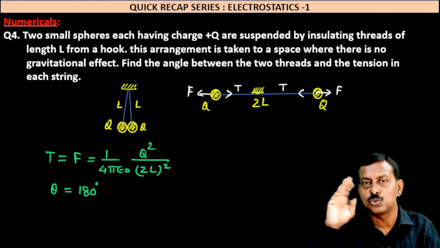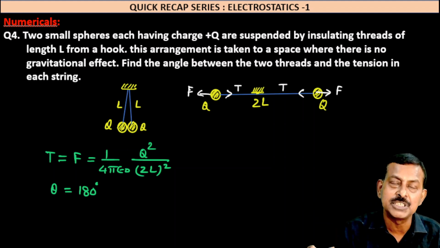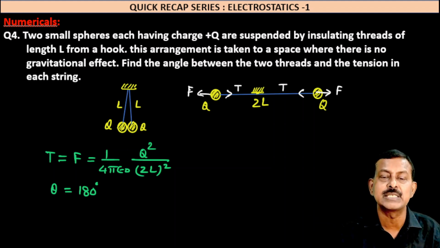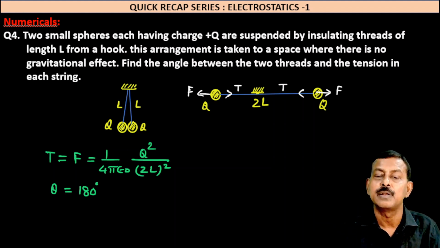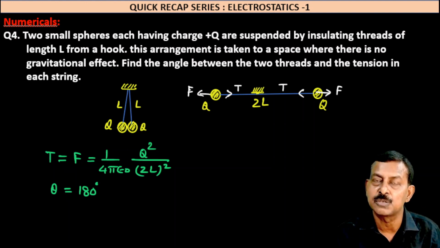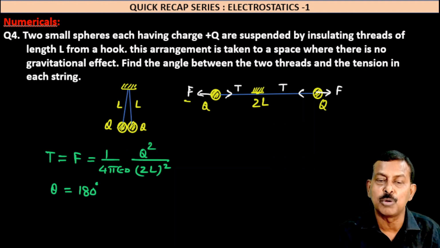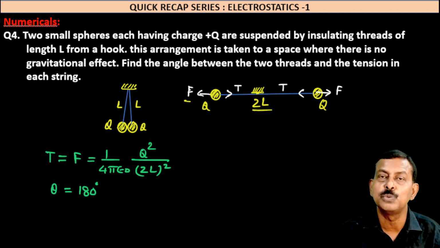We have taken it to a place where there is no gravity. So in this particular case, the force is the electrostatic force of repulsion. It is the force F between the two bodies having the charge Q, and now the separation between the two will be 2L.